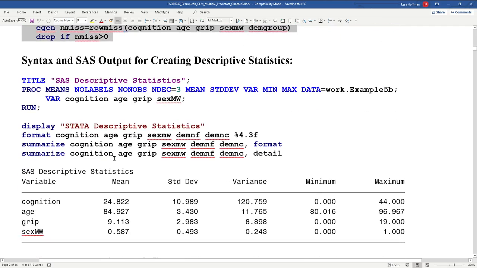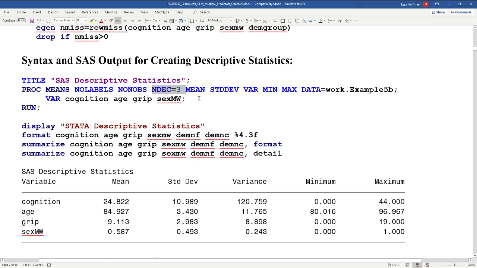Next step is to examine the distributions of the variables that I'm going to be working with. And this is where I got the constants by which I would do the centering. So in SAS, it's proc means to examine means, standard deviations, and ranges for quantitative variables. Nolabels just suppresses the labels on the variables. It makes the table a little bit easier to fit onto the page. And ndec=3 controls the number of digits printed after the decimal.